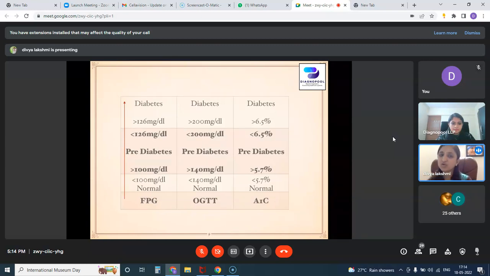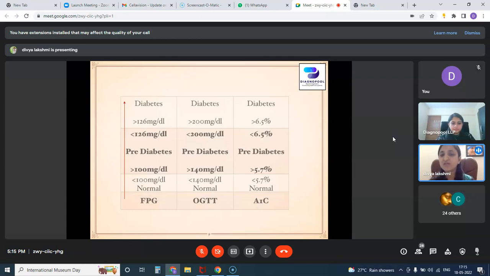When we do the oral glucose tolerance test, or 2 hours after the food, if the sugar level is less than 140, it is normal. If it is above 200, we term it as diabetes. Again, if it comes between 140 and 200, we term it as pre-diabetes.